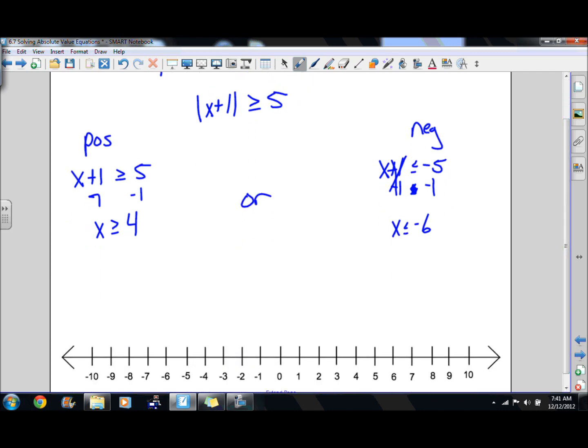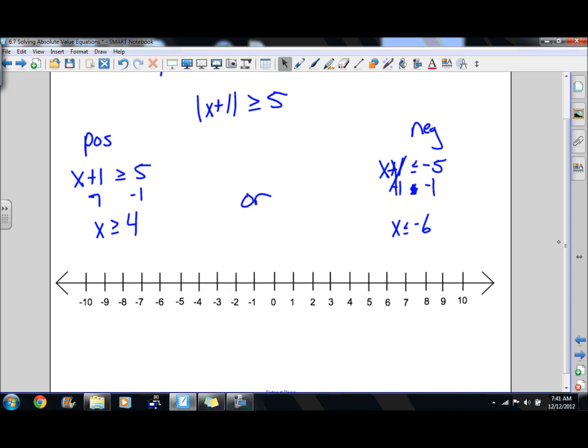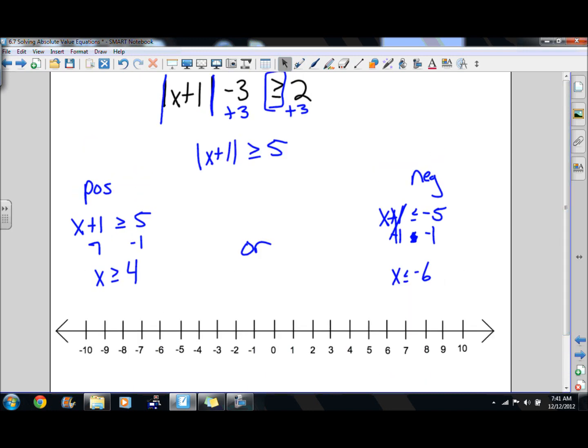My graph gets pulled down all the time. So we now have an or statement. So we have the 4 here. And the x is going to be bigger, so I'm going to shade to the right. And then we look at the negative 6 here. The negative 6 is smaller, so the x is smaller. Shade to the left. Because it's an or statement, we do not have to do an algebraic solution. Greater than, less than. Okay?